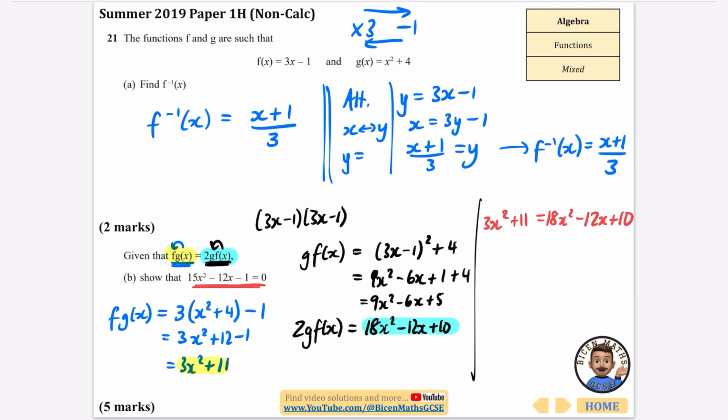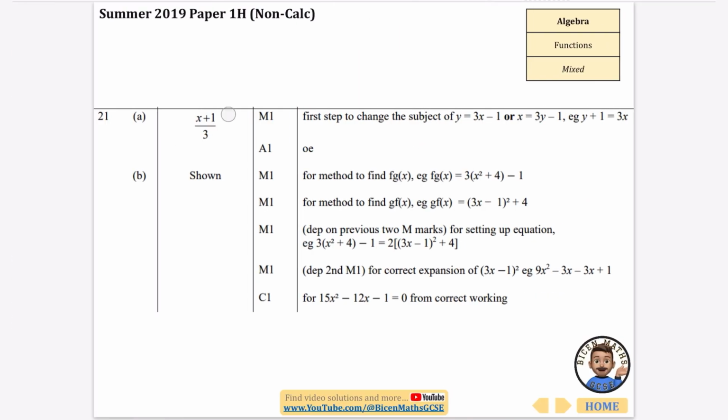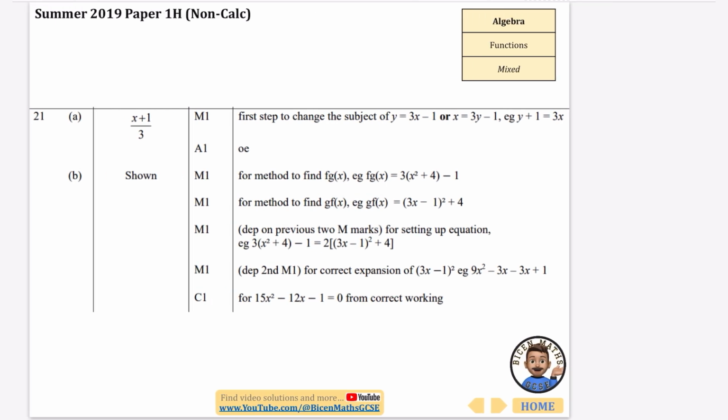And they've made it a quadratic where it's all equal to 0, so I'm going to have this part as a 0 and subtract from the other side. So 18x squared take away 3x squared, that's 15x squared. We've then got the minus 12x, and when I do the 10 take away 11, I get minus 1, and I come up with the thing that they wanted right here. I'm just going to erase this because I don't think we need that part there. And there was the inverse function, and it has been shown. 5 marks, quite a lot there, okay?